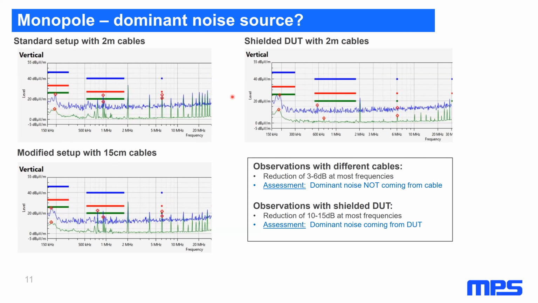So then I take my 15 centimeter cabling, replace it with 2 meters, and shield my DUT, and I end up getting something that looks like this. This is a vast improvement, 10 to 15 dB, which leads me to believe that this is my dominant noise source. It's coming from our eval board, from the DUT.